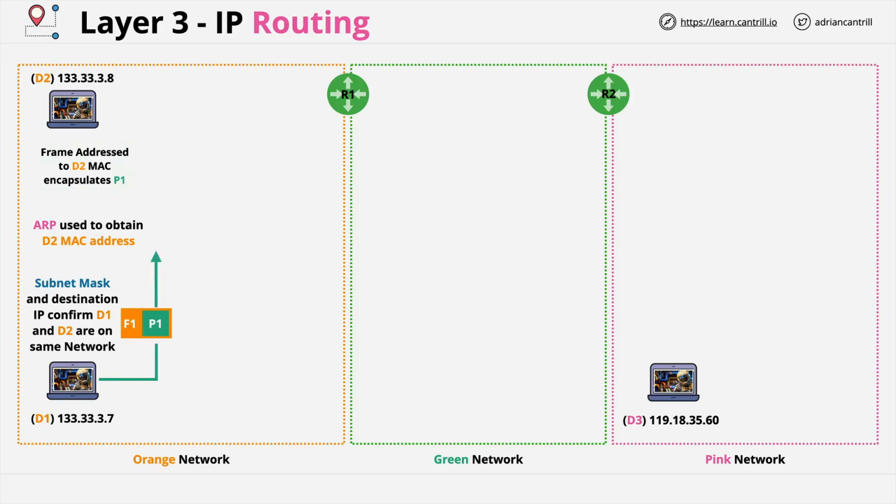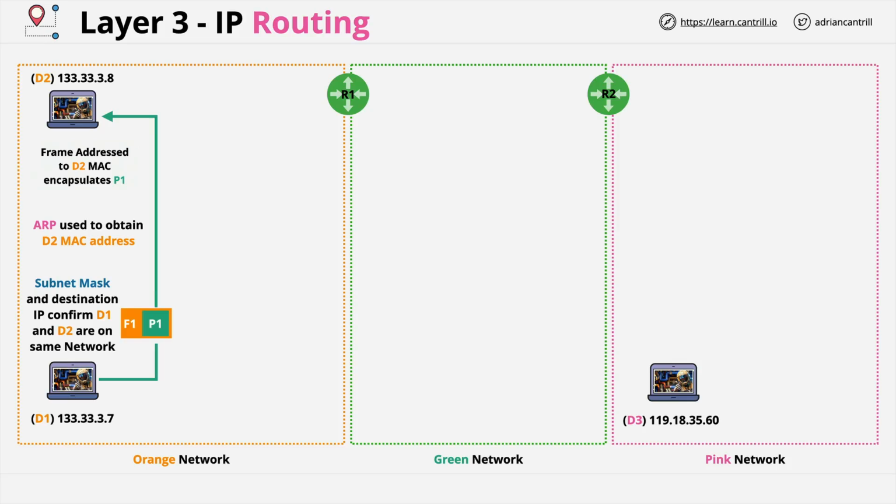Once the frame arrives at D2, it checks the frame. It's the destination, so it accepts it and then strips the frame away. It passes the packet to layer 3. It sees that it's the destination IP address, so it strips the packet away and then passes the game data to the game. Now all of this should make sense. This is a simple local network communication.